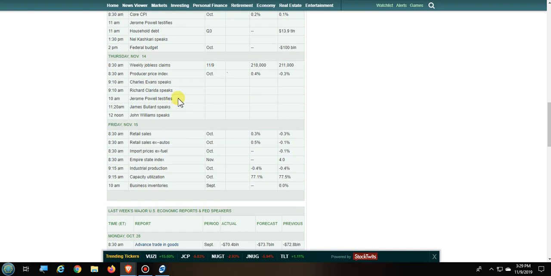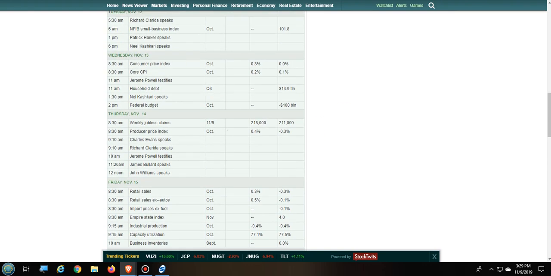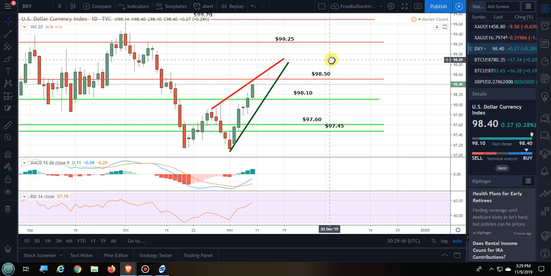So anyways, on top of that, we have Jerome Powell's testimony in front of Congress. We have a lot of Fed governors coming out and having speeches as well. And on top of that, we have retail sales coming out on Friday. So all of this will weigh on the dollar one way or another. You want to pay attention to these things to see how the dollar is going to move next week.